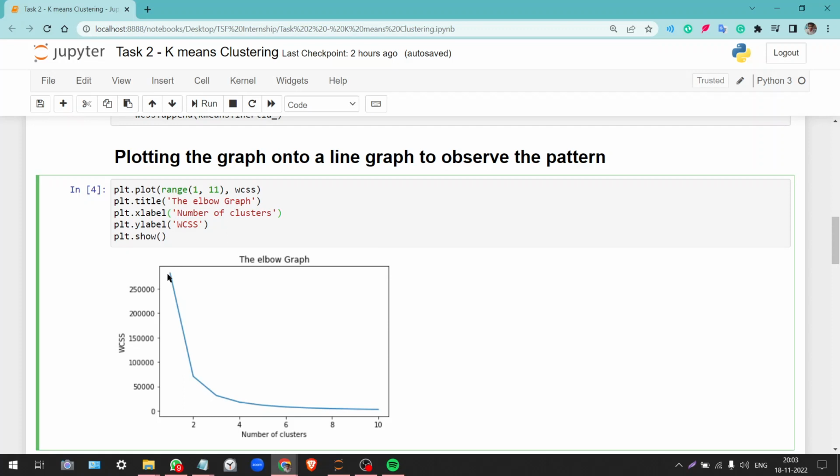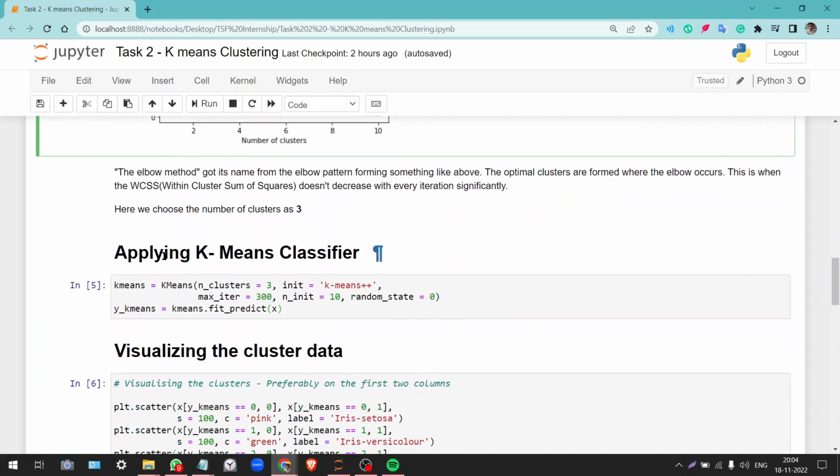In that we can see there is an elbow shaped pattern, and here the maximum deviation occurs. The deviation somewhat stops at point 3 and it becomes very straight, very constant. It does not change very much. So we can choose 3 as the number of clusters we can use in our model. After that we can apply a k-means classifier.